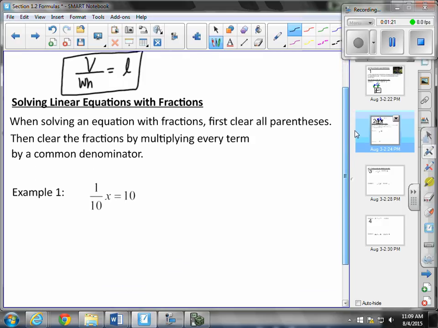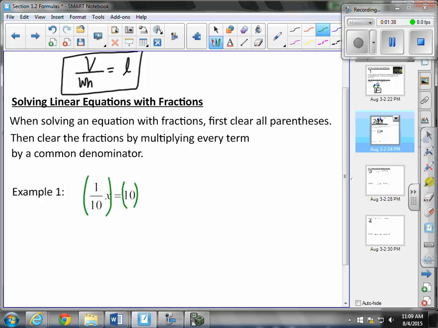We've seen some equations with fractions in them. When you solve an equation with a fraction, first clear all the parentheses, then clear the fractions by multiplying by a common denominator. So in this example, 1/10 x equals 10. Our one and only denominator is 10, so I'm going to multiply both sides of my equation by 10. 10 divided by 10 cancels, leaving me with 1x, or x equals 10 times 10 is 100.